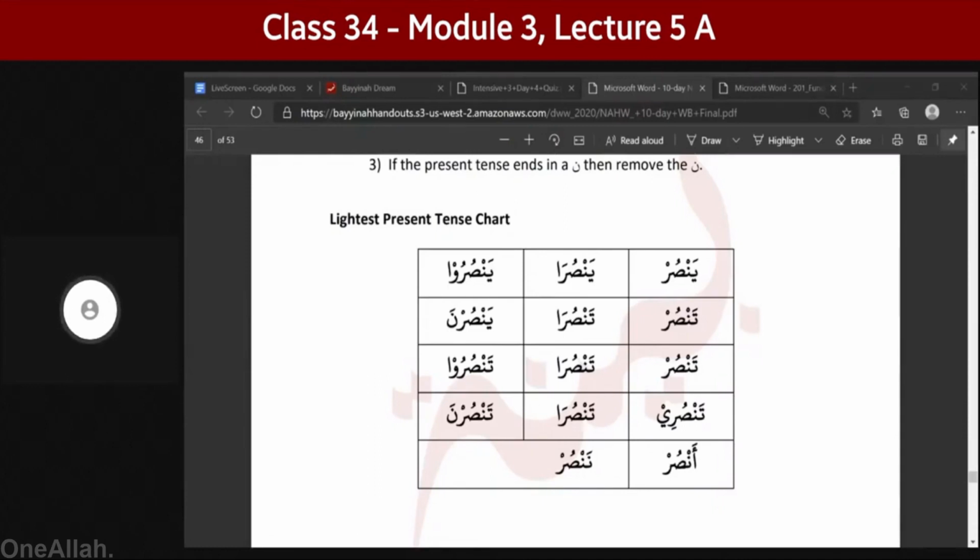Simab, how do I tell the difference between light and lightest? Context. Remember, Nahu is context, right? We need context for Nahu. I don't understand your question. Why make the word light and lightest? What is me?